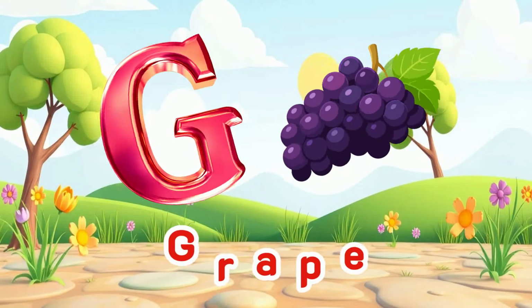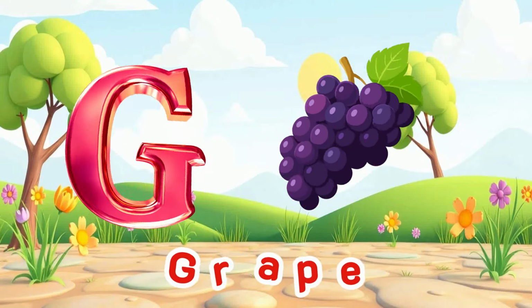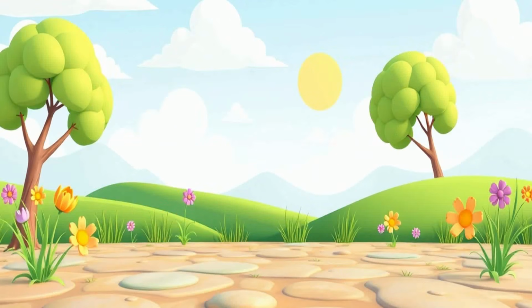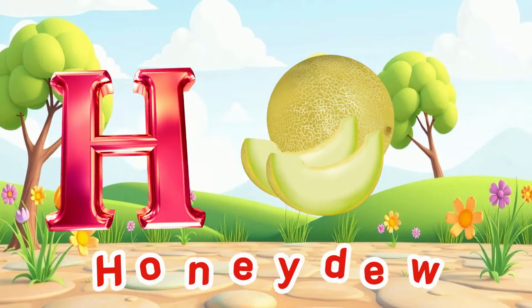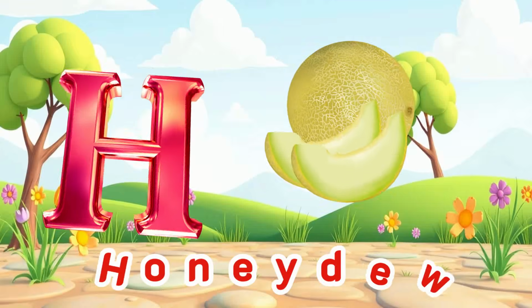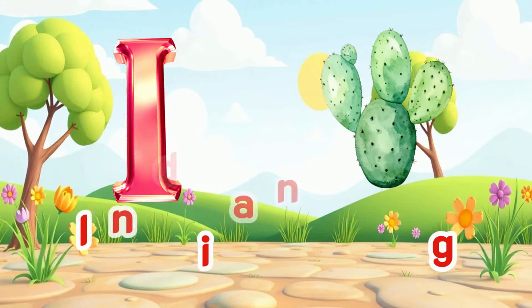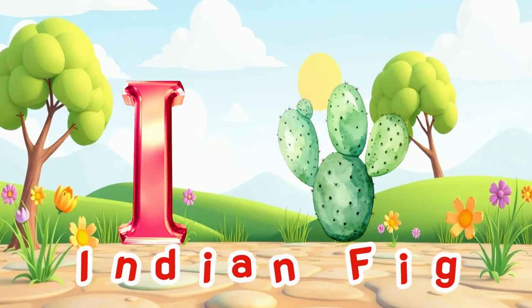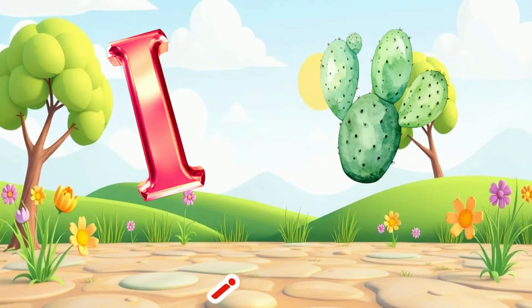G is for grape. G, grape. G is for grape. H is for honeydew. H, honeydew. H is for honeydew. I is for Indian fig. I, Indian fig. I is for Indian fig.